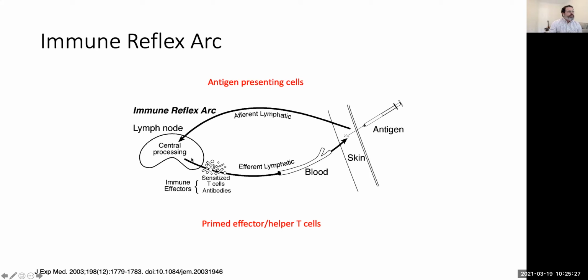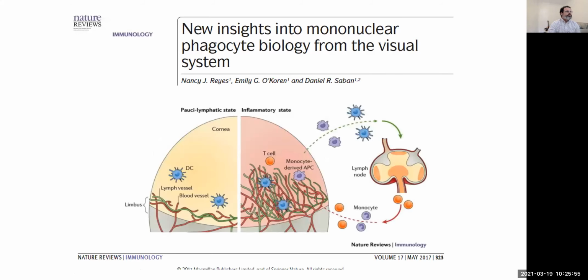Now, with respect to the players in these two limbs, again, the antigen presenting cells are carrying antigen to the lymph node. And in the efferent limb, it's mostly the primed effector or helper T cells that are peripheralizing and going back. So we can focus on these two cell types to get an idea of what's happening here in both sides of the arc.